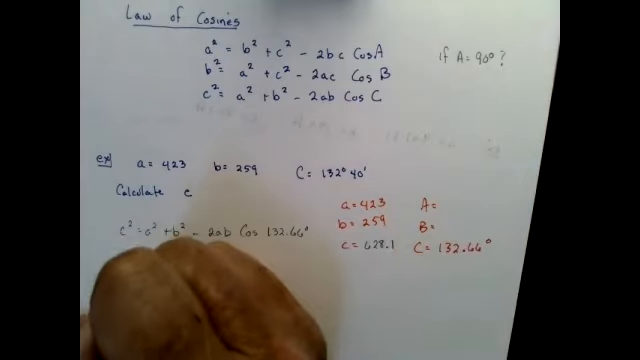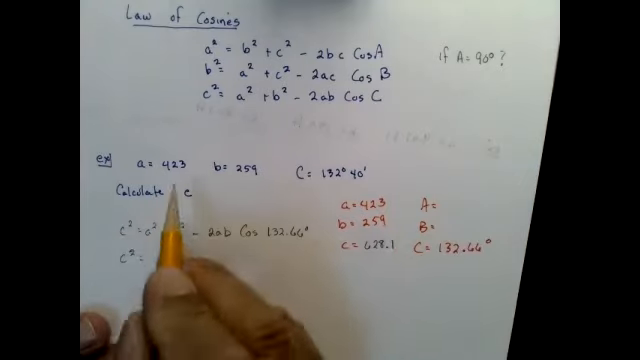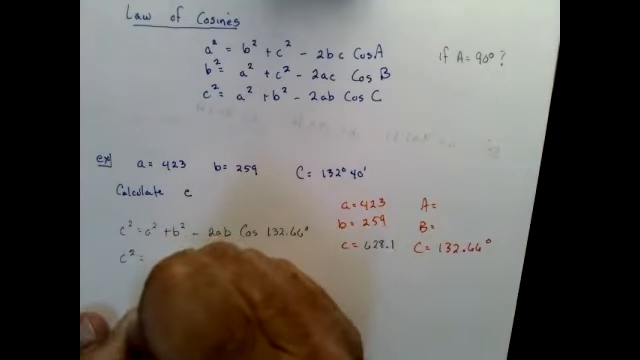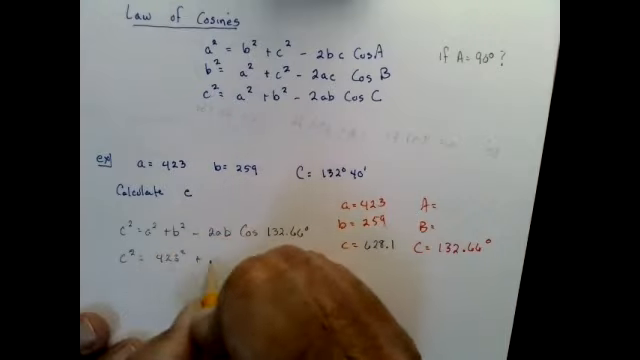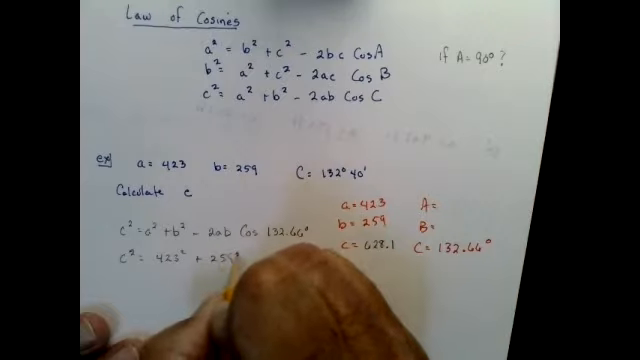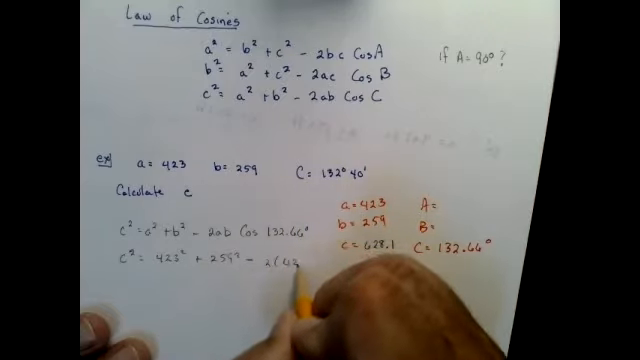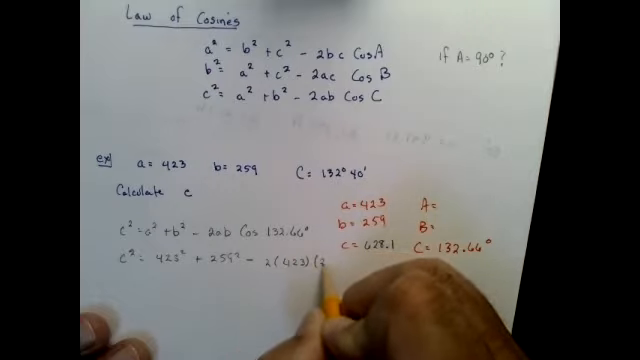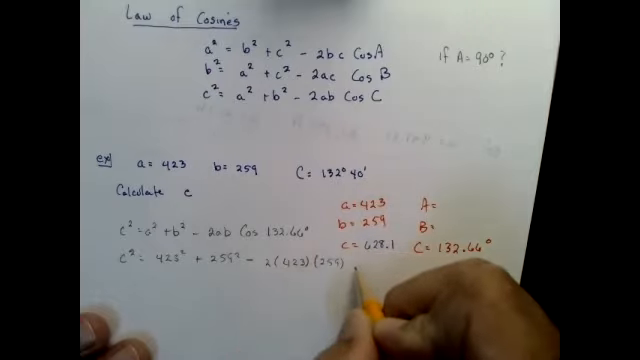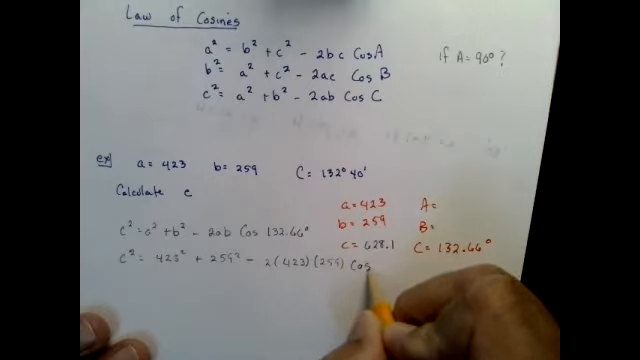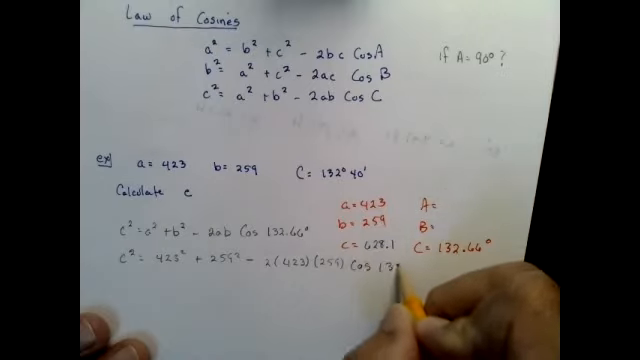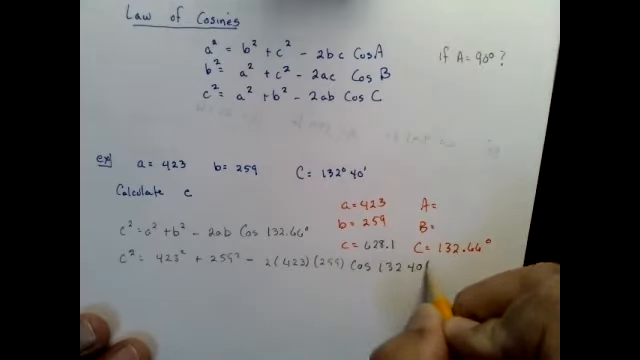C squared equals 423 squared plus 259 squared minus 2 times 423 times 259 times the cosine of 132.66 degrees.